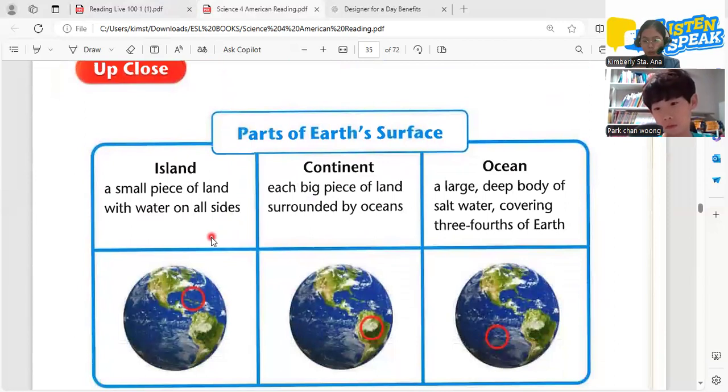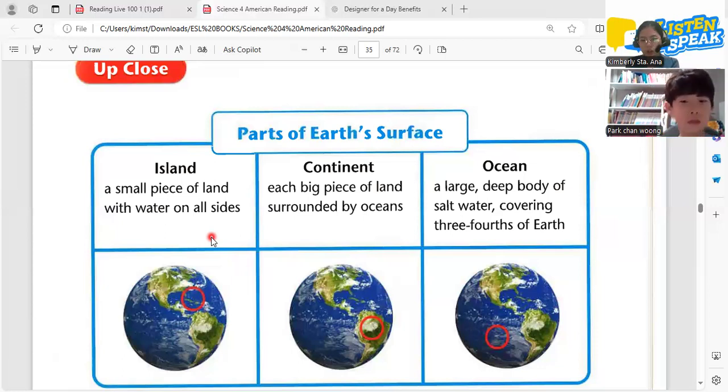So here we will also talk about the other parts of Earth's surface. So first we have island. What is an island? A small piece of land with water on all sides. Yes. Do you know our country, the Philippines, we are made of a lot of islands. That's why our country is called an archipelago, because it's composed of different islands. It means we are covered in water. We have a lot of beaches, seas. We also have a lot of bodies of water like rivers and lakes.